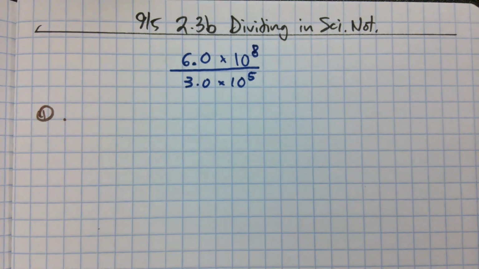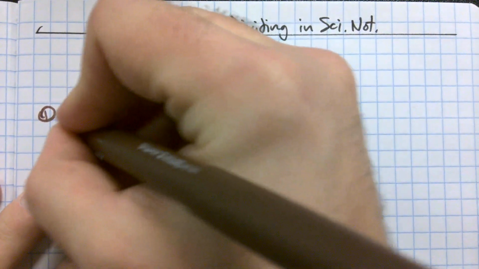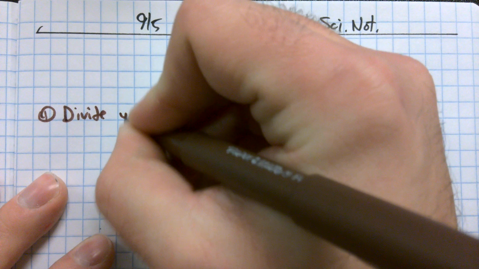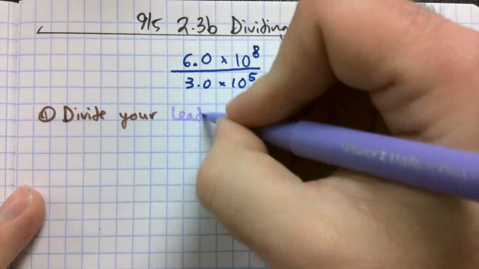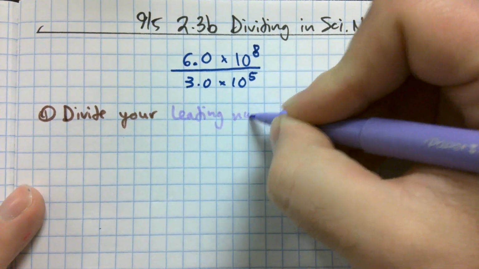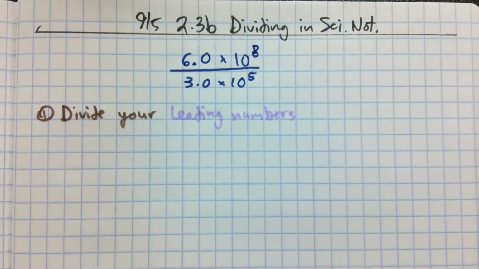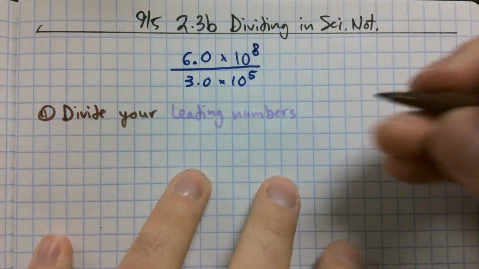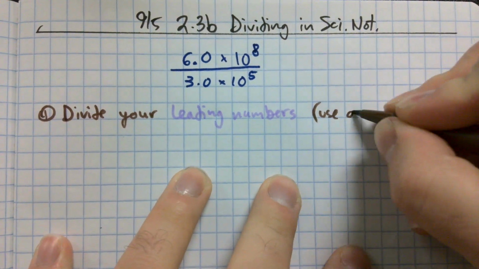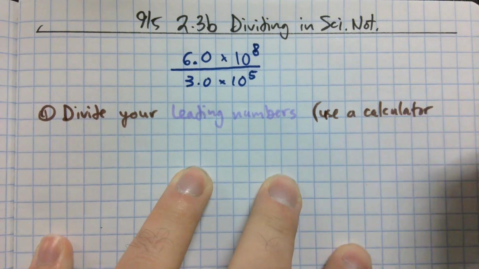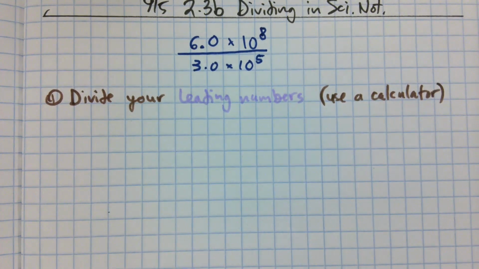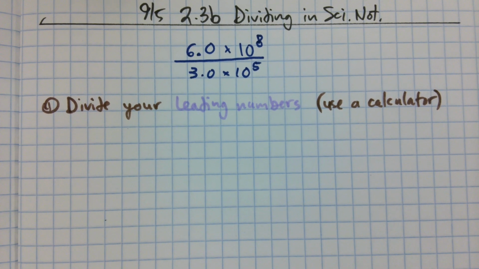Go. Step 1 is divide your leading numbers, in parentheses. Use a calculator if you need to.